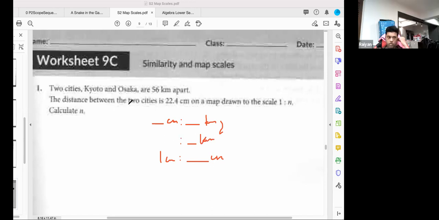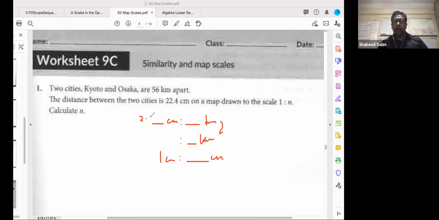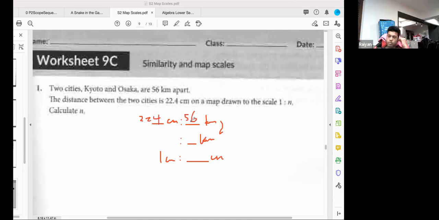Okay. Down here now they give 22.4, right? You just put 22.4 first. Some 56. How? If you got your answer, you can tell me.